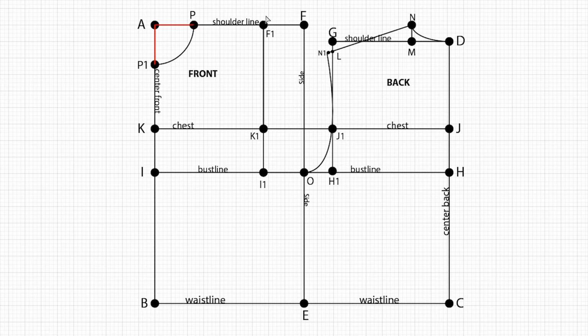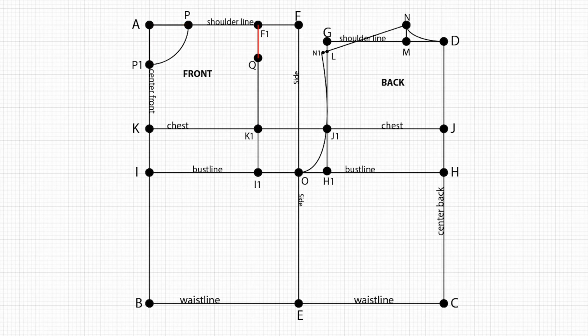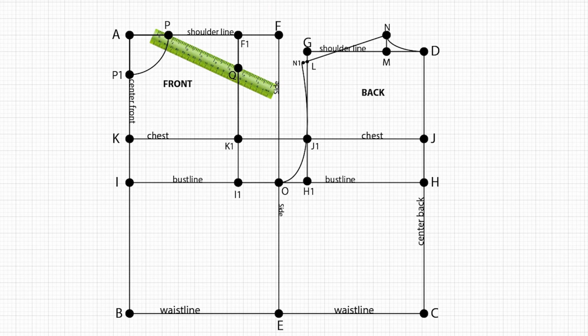All right, so now what I want you to do is go to point F1 here, and I want you to go down 2 inches from F1. All right, and you want to go ahead and label that point Q. All right, so now the same technique that we used on the back bodice to create our shoulder, we're going to do the same here on the front bodice.